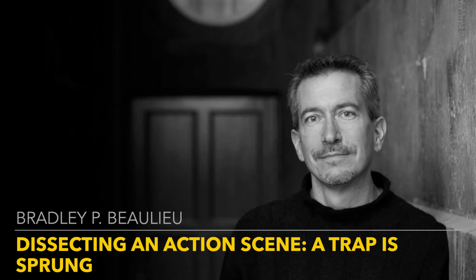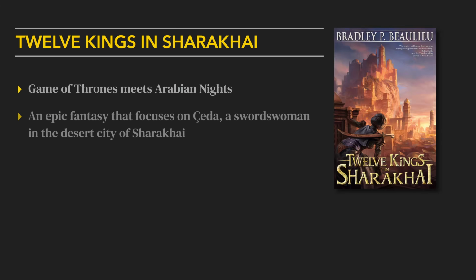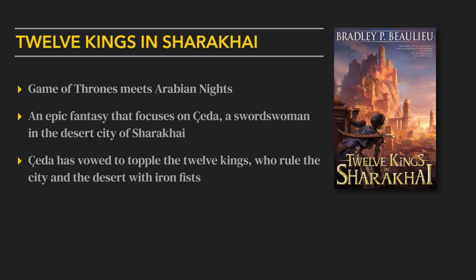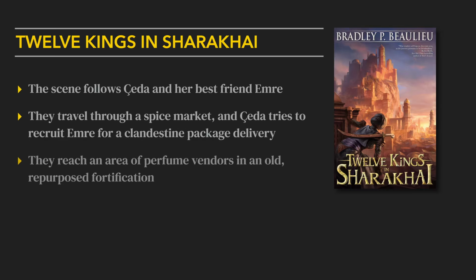Okay, so before we dive in, I want to set the stage a little bit. I mentioned this is from 12 Kings in Sharakhai. It's the third chapter, early on in the story. 12 Kings is Game of Thrones meets Arabian Nights. It's an epic fantasy that focuses on Ceda, who we can see on the right-hand side there on the cover of 12 Kings, a swordswoman in Sharakhai who loses her mother when she's young. And since then, Ceda has dedicated her life to toppling the 12 Kings who rule the city and the desert with iron fists. The scene itself follows Ceda and her best friend Emre.